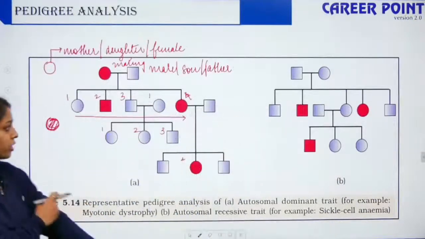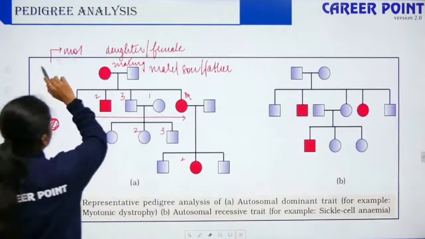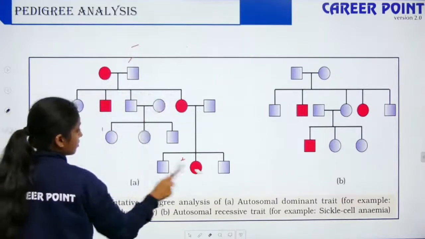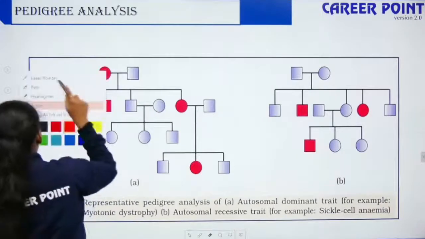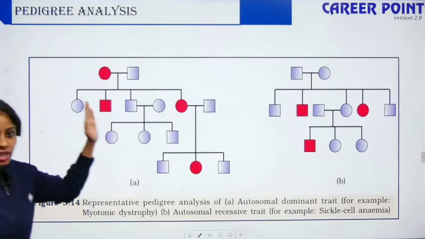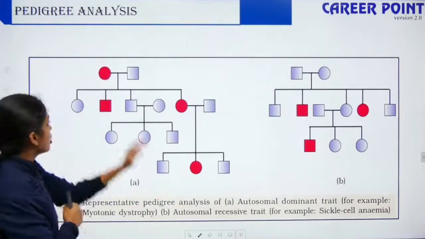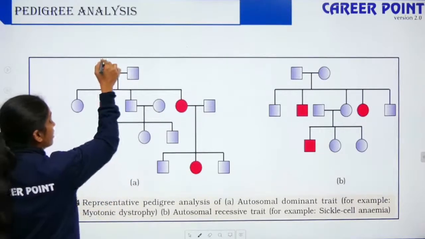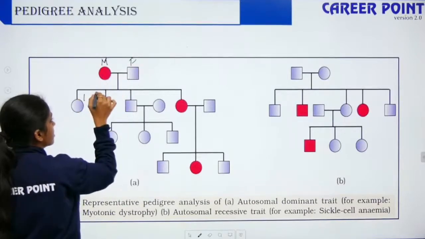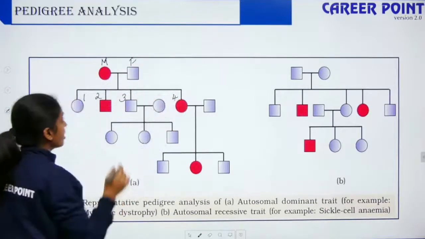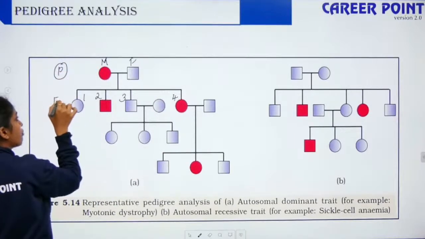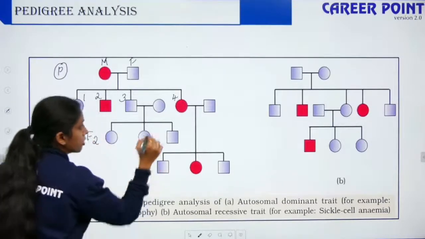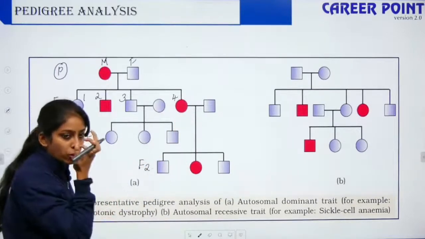Now look into this pedigree. I will erase whatever I have written so that it's clear for you. So here, tell me, how do you read the pedigree analysis? Now that I have taught you the symbols, how do you interpret this pedigree analysis? Here I have a mother, a father and the kids. This is the parental generation, this is F1 and this is F2. So this is also F2. They are of the same generation, but one is below and the other is above.